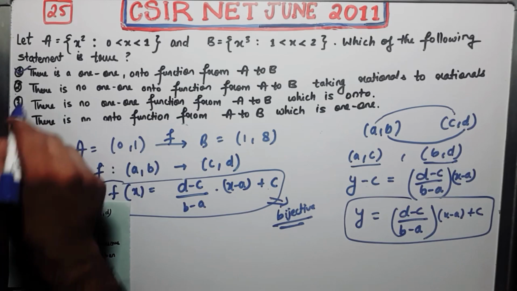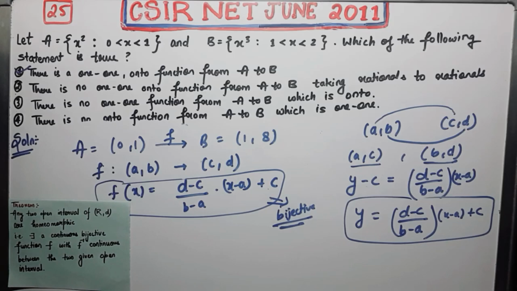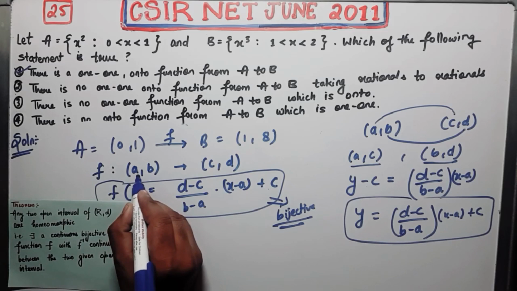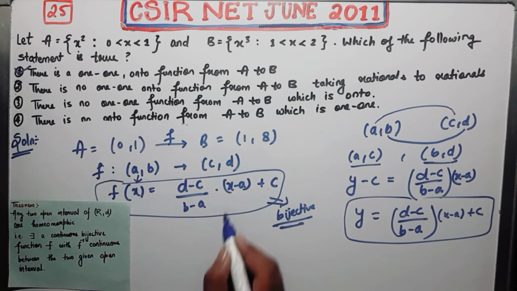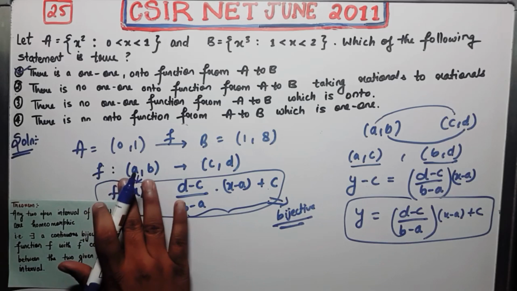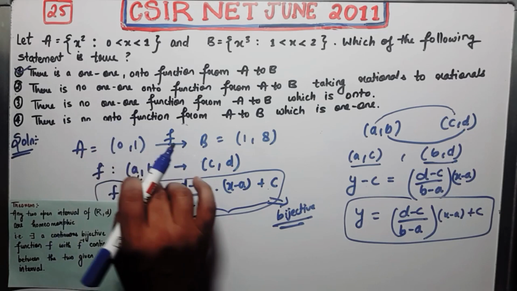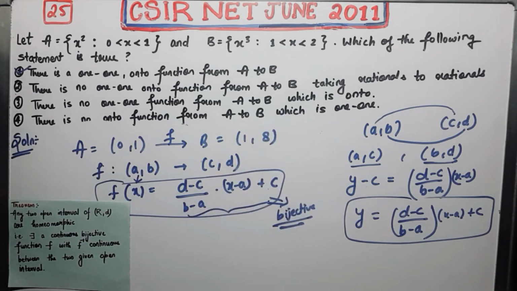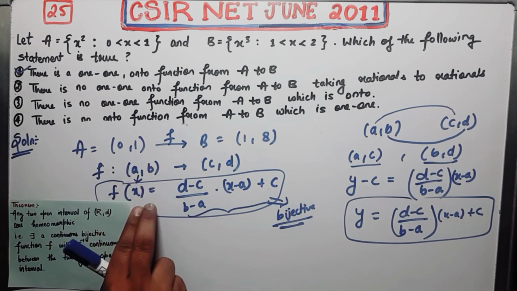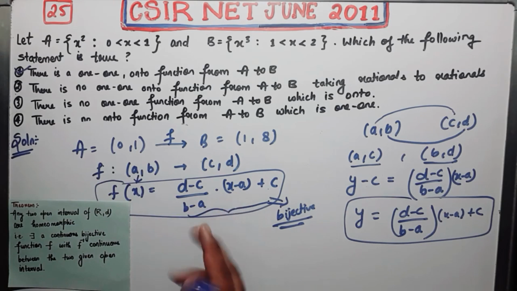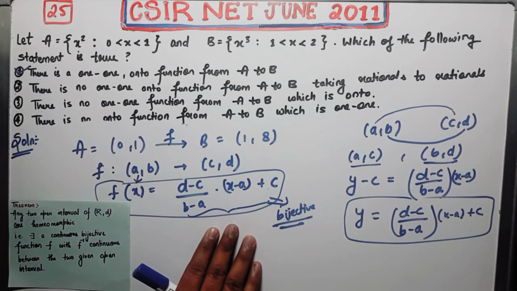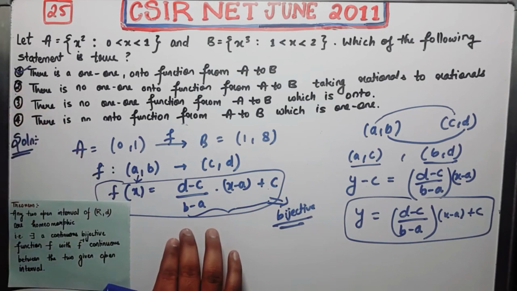Now see what your second option says. It says there is no one-one onto function from A to B which takes rationals to rational numbers. If you choose a rational from here, you will end up with a rational here also by this map, because this is a line. This is a bijection between these two intervals. You can take a as 0, b as 1, c as 1 and d as 8. If you choose a rational from here, you will again get a rational, because this is a line. Therefore this option is false, because you have a map that takes rational to rational and it's a bijection.